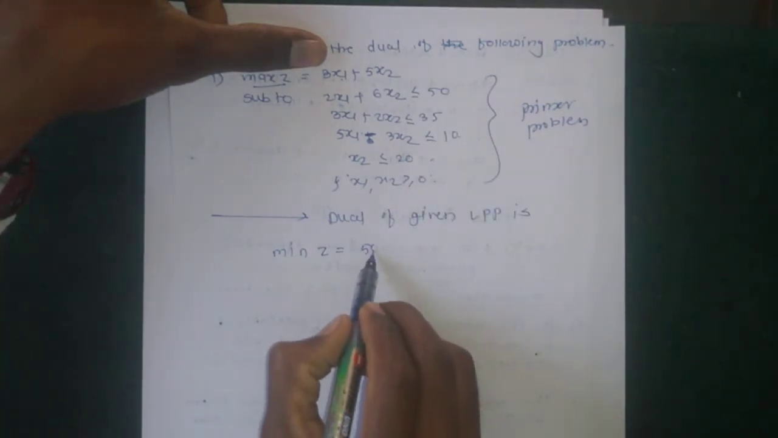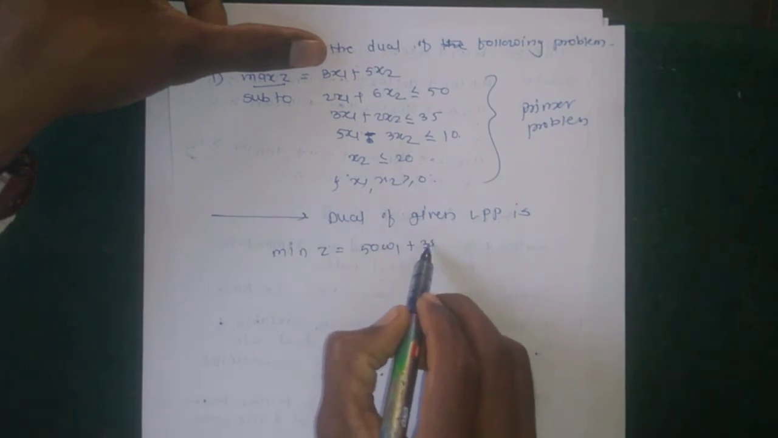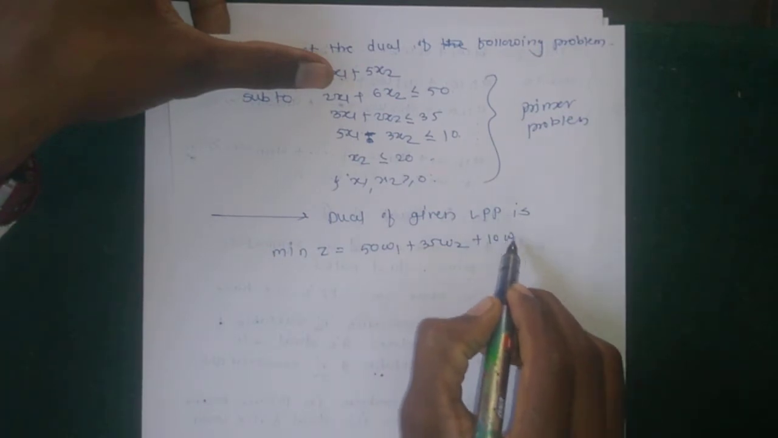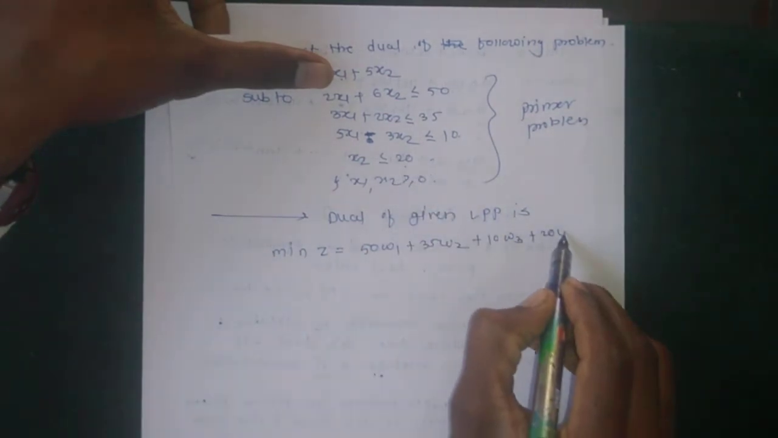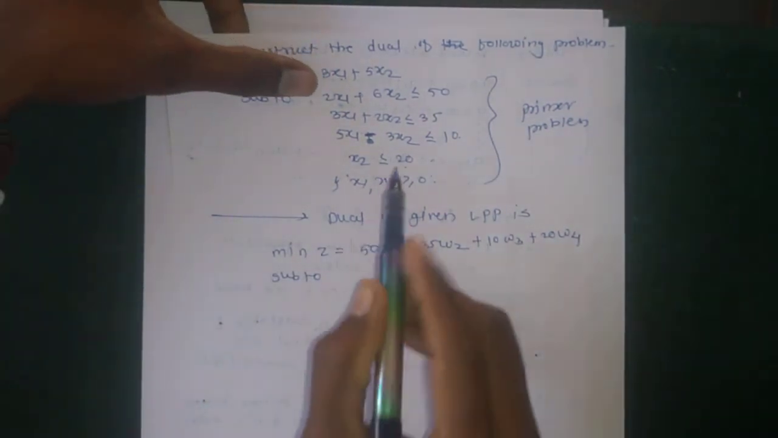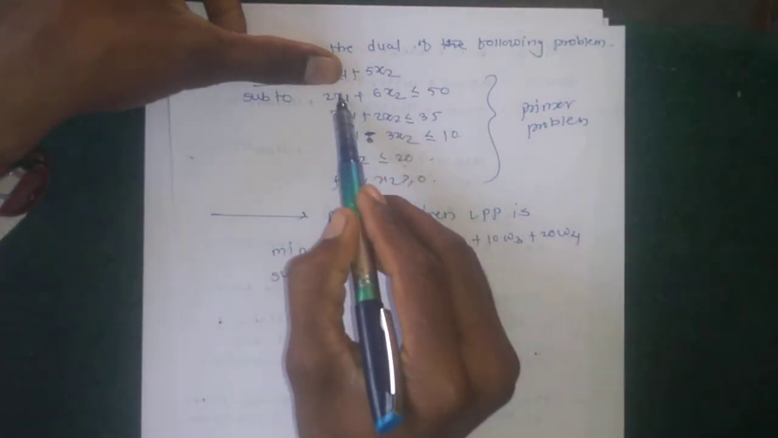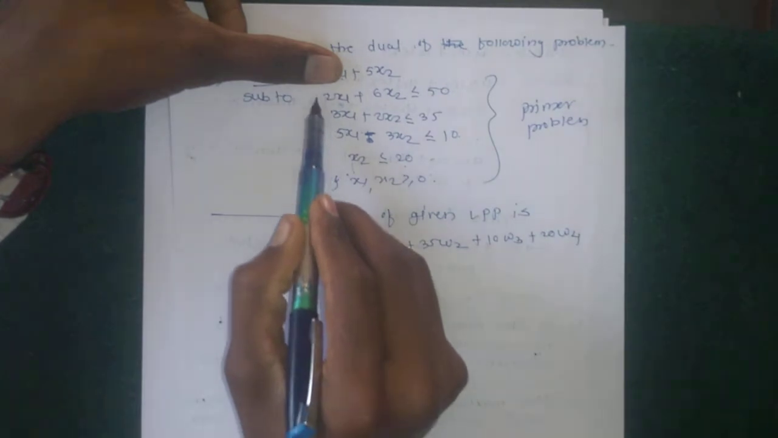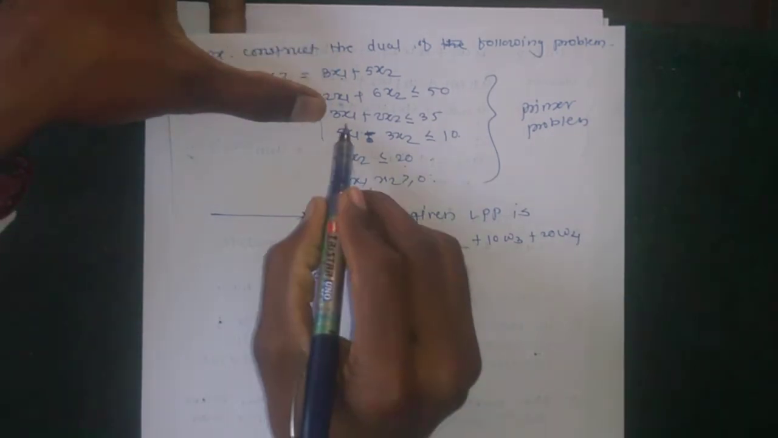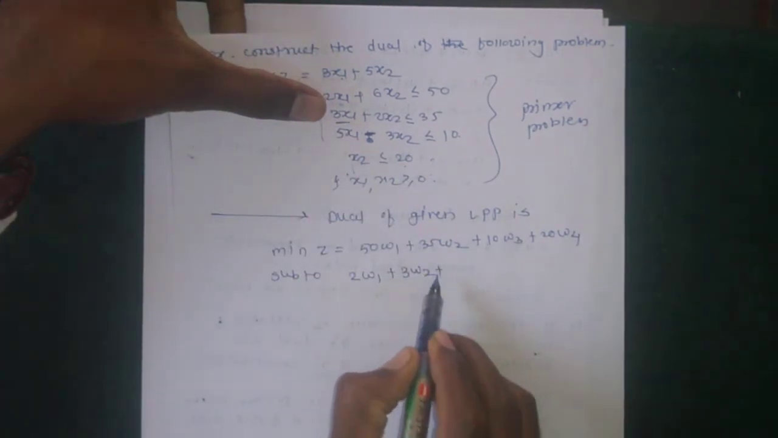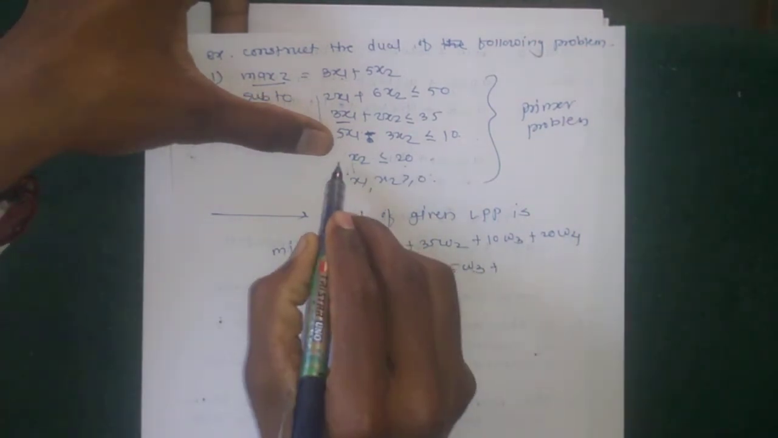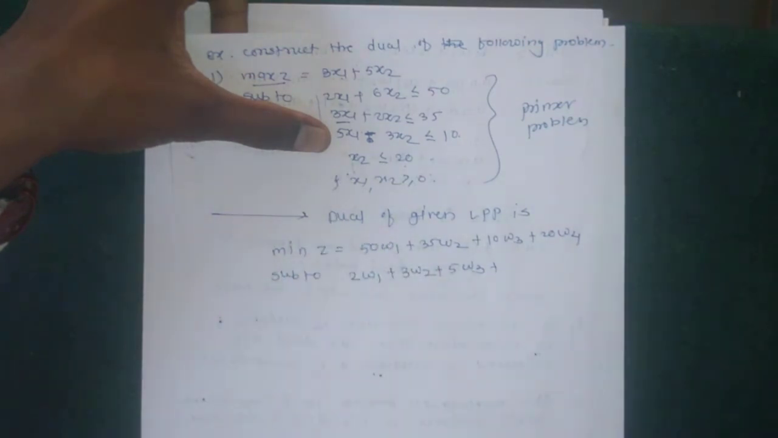Therefore here 50W1 plus 35W2. This is the RHS of the constraints, plus 10W3 plus lastly 20W4. Subject to, write the first constraint: the coefficient of x1 only. So this is 2W1 plus 3W2 for the second constraint. For the third constraint 5W3, and for the fourth constraint x1 is absent, therefore the x1 coefficient must be 0.